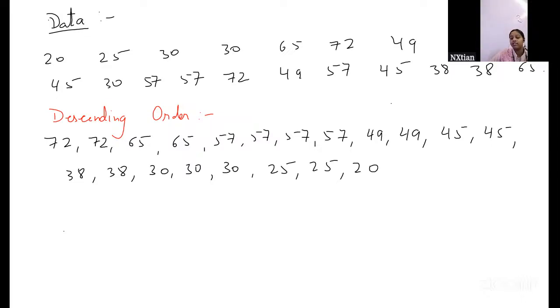Okay. So we have arranged it in descending order. Now in the same way we can arrange it in ascending order too. In descending order, we need to find out the maximum. In ascending order, we find the minimum.